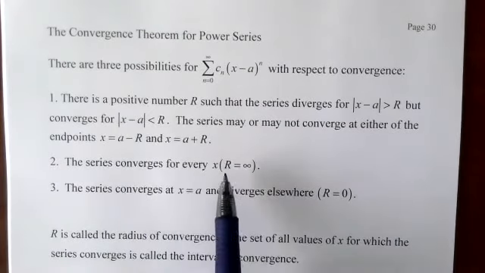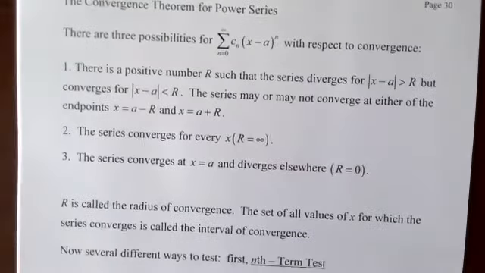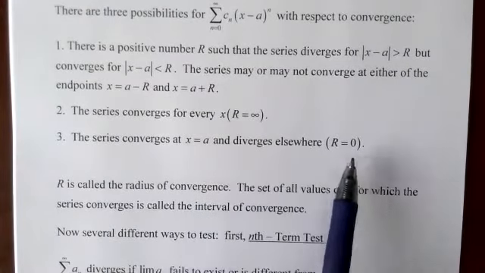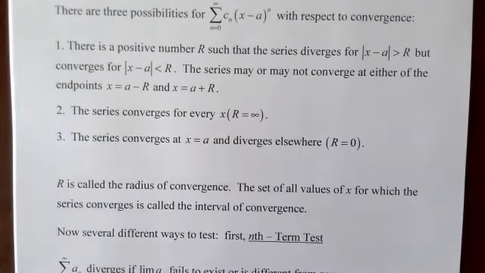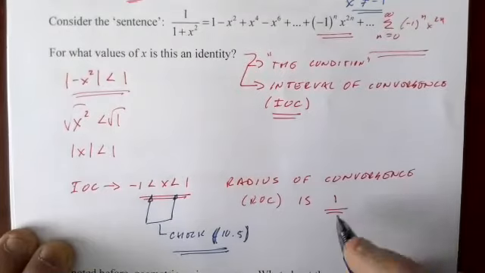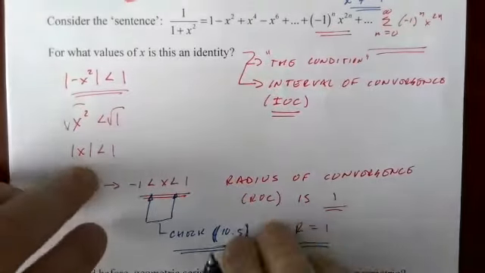Sometimes it converges everywhere, R equals infinity. Sine, cosine, and e to the x converge everywhere because we have factorials on the bottom. Or sometimes it converges at one number and it has a 0 radius. Let me fix that from the previous page. We would not say ROC, we would say radius equals 1. Apologies.